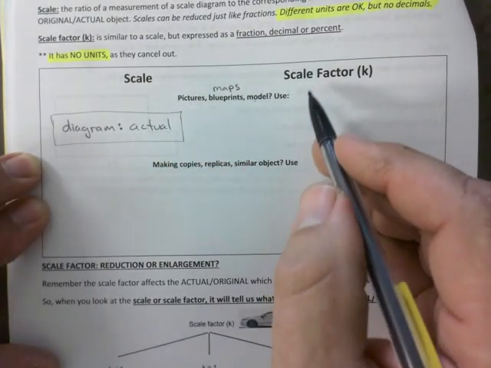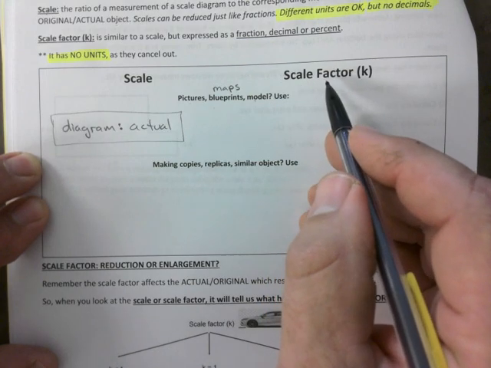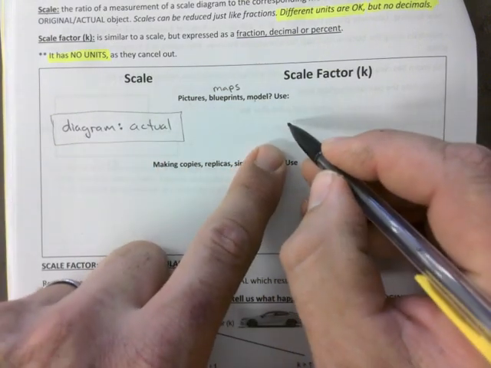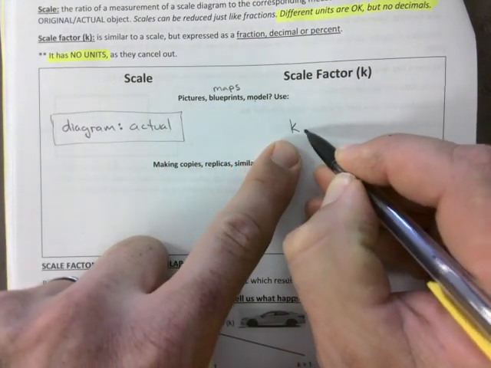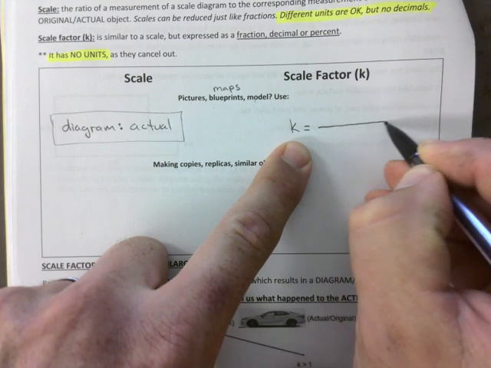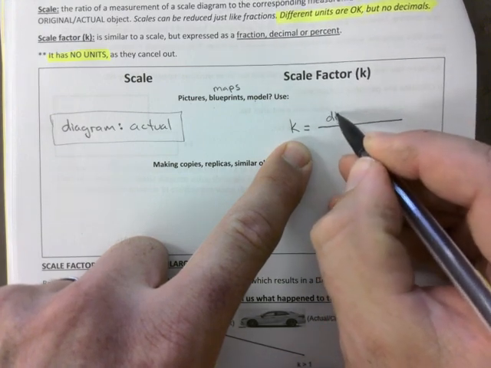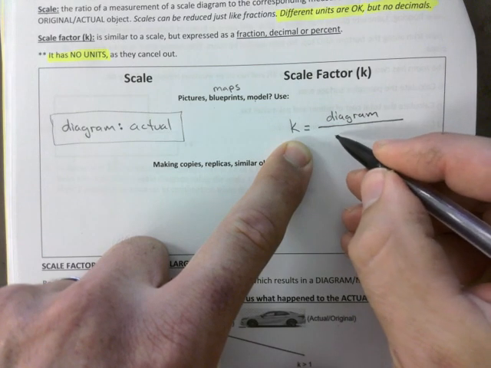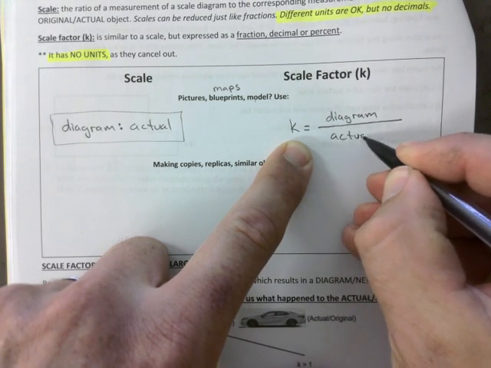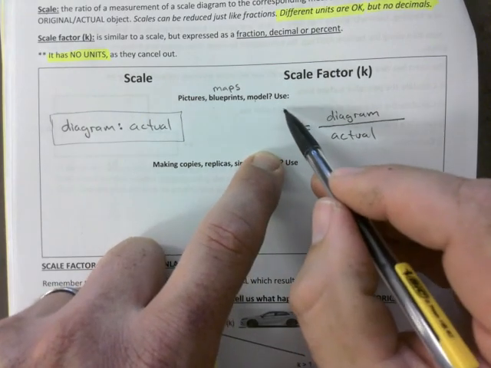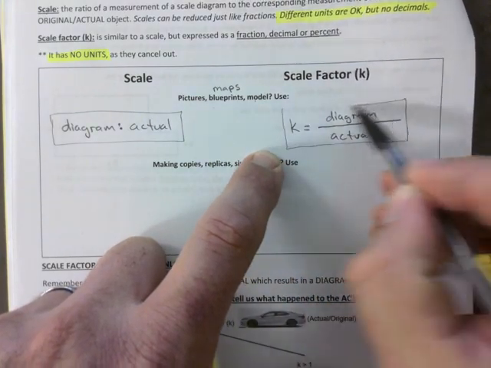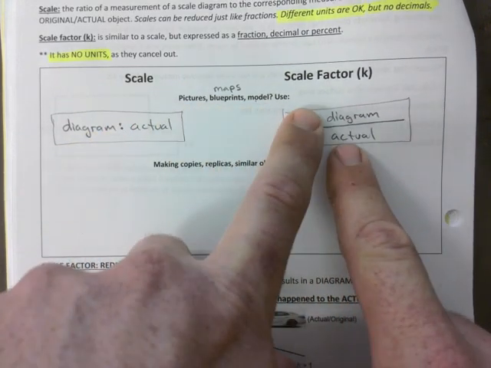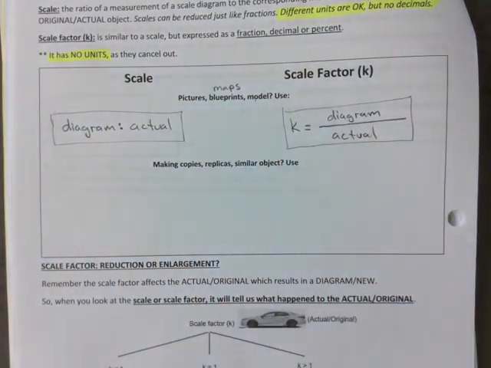When it comes to scale factor, when you have a scale, you can turn it into a scale factor. And what we do is we say the scale factor is equal to the diagram measurement, right, over the actual measurement. Okay. So I basically took this and I stacked it like that to make it a fraction.